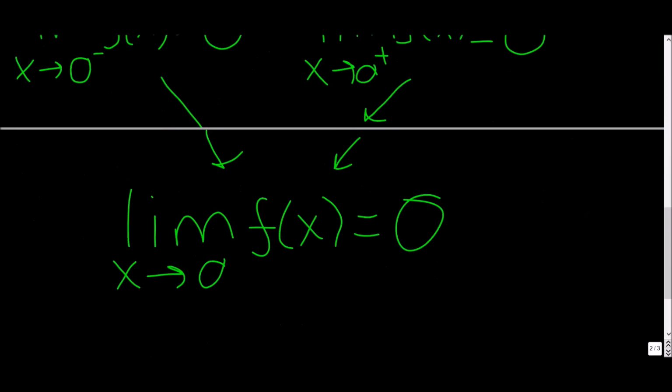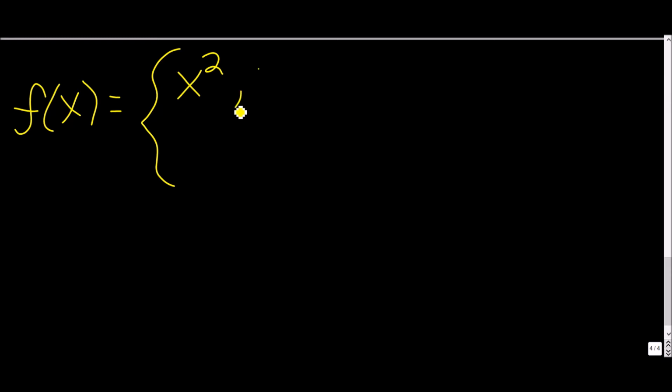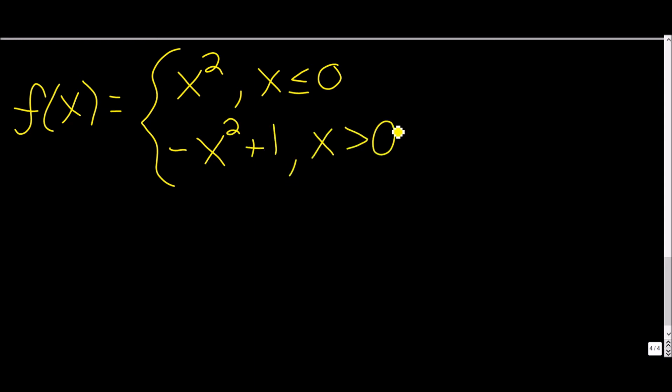Now, let's look at a different example here. I'm going to slightly alter this. I'm going to say f of x equals x squared when x is less than or equal to 0, and negative x squared plus 1 when x is greater than 0. Okay, so let's graph this and show you how this is a little different than the other one.